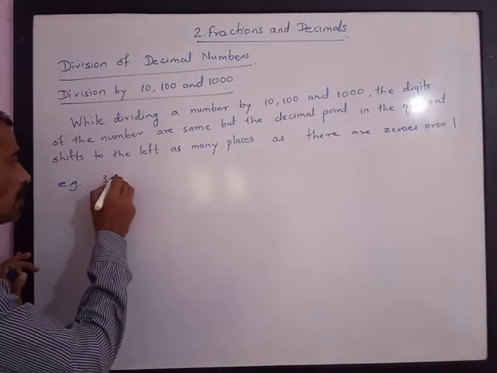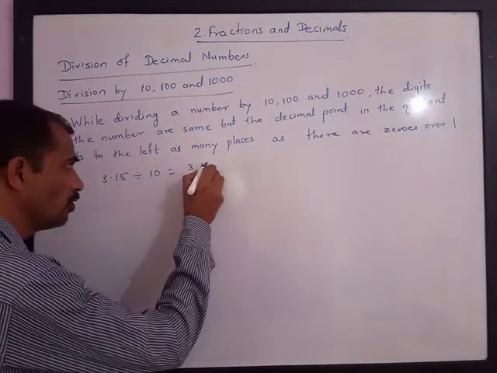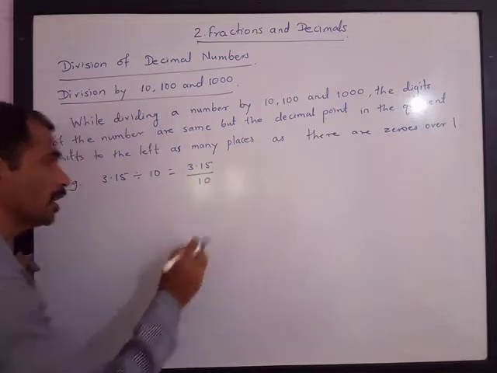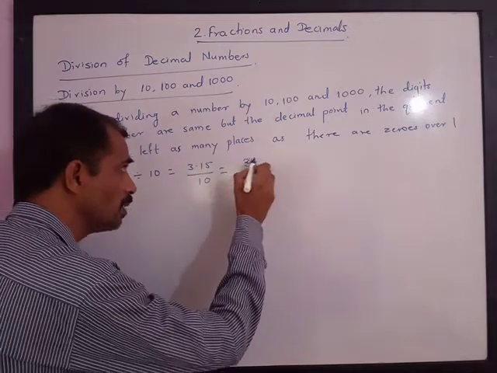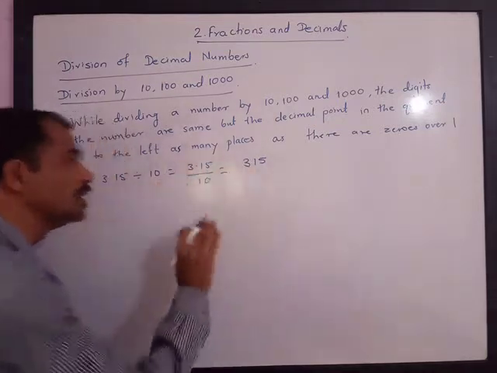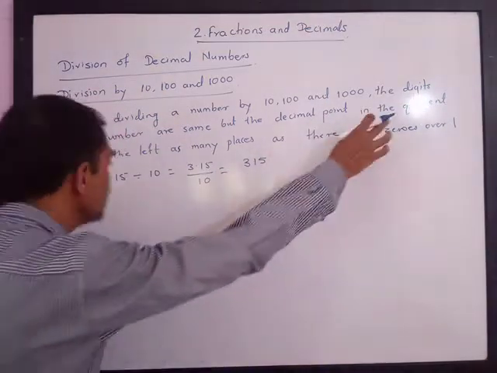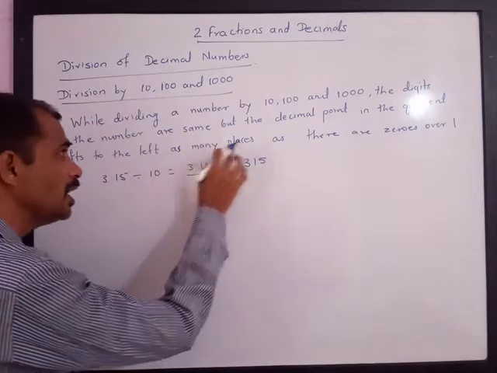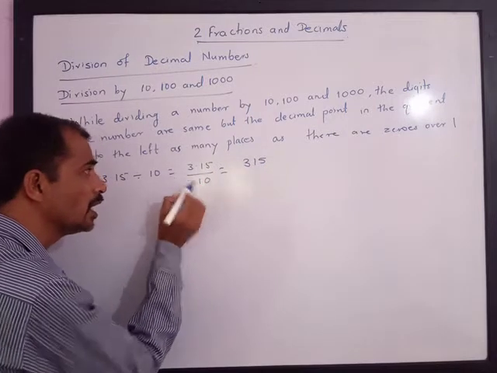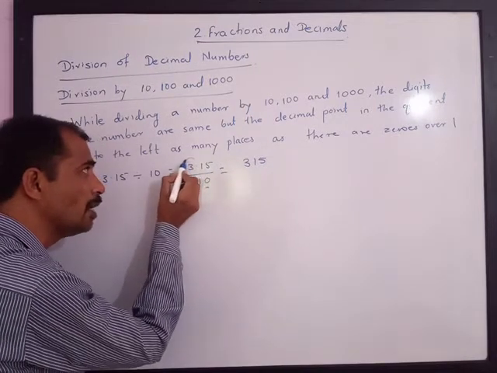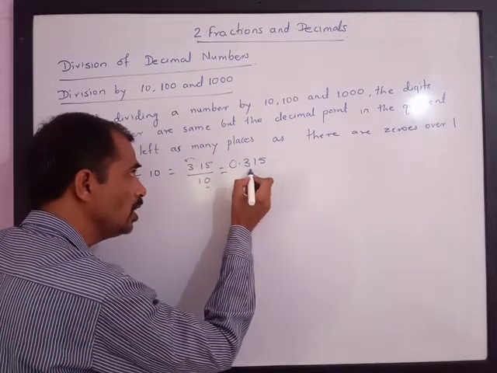Example, 3.15 divided by 10. Now understand the rule. The digits remain the same, 315. But the decimal point in the answer shifts to the left as many places as there are zeros over 1. The decimal point was here. Here it is 10, so it will shift one place to the left side. Hence, we will get 0.315.